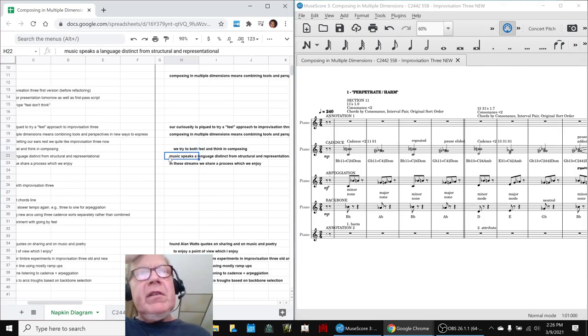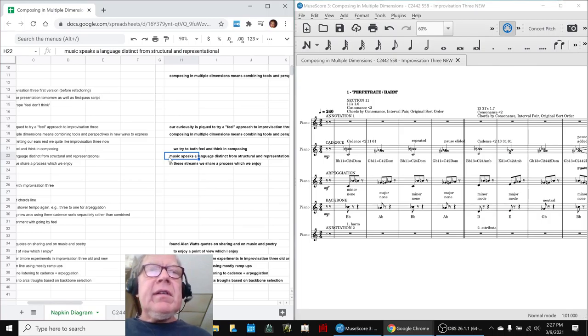Music, we feel, speaks in a language distinct from structural and representational. Structural language is when we are babies and we reach for things. It's using our bodies. It's when our bodies move. That's a structural language. Representational language is using words, like saying banana. I can say banana, but the word banana is not banana, and there's no banana here. I could say stapler, and here's a stapler, but the word stapler is not the same as the thing. Seems obvious, but we confuse it all the time.